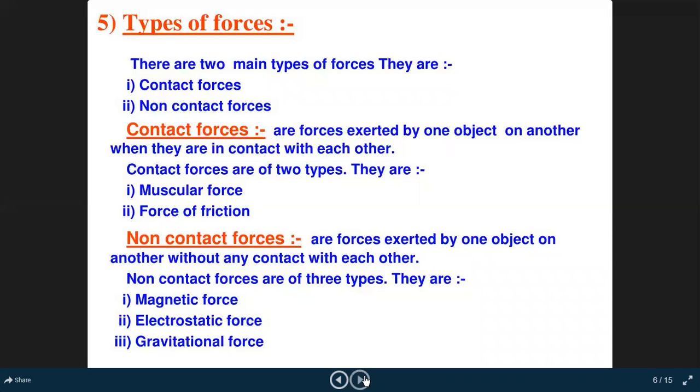Next comes the types of forces. There are two main types of forces. One is contact force, another is non-contact force. Contact forces are the forces exerted by one object on another when they are in contact with each other. Contact forces are of two types: muscular force and force of friction. Non-contact force, as is clear from its name, is the force exerted by one object on another without any contact with each other. These are of three types: magnetic, electrostatic, and gravitational.